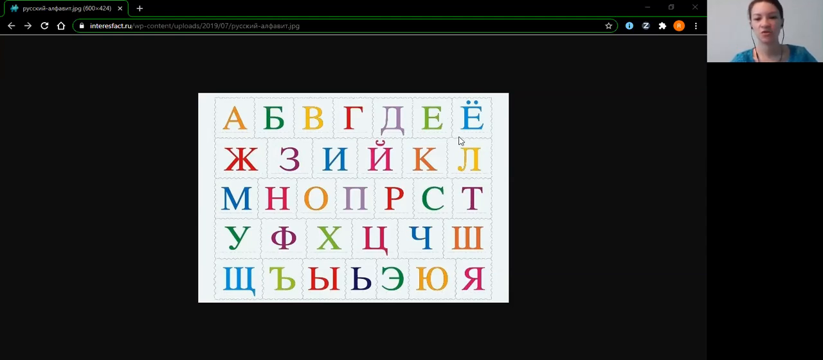It's yo. It looks like ye, but with two funny dots on the top. Yes, it's two funny dots. So here again, two sounds, y and o. Yo. For example, we have a word hedgehog, ёж. And the word fish, some species of fish, ёрш.